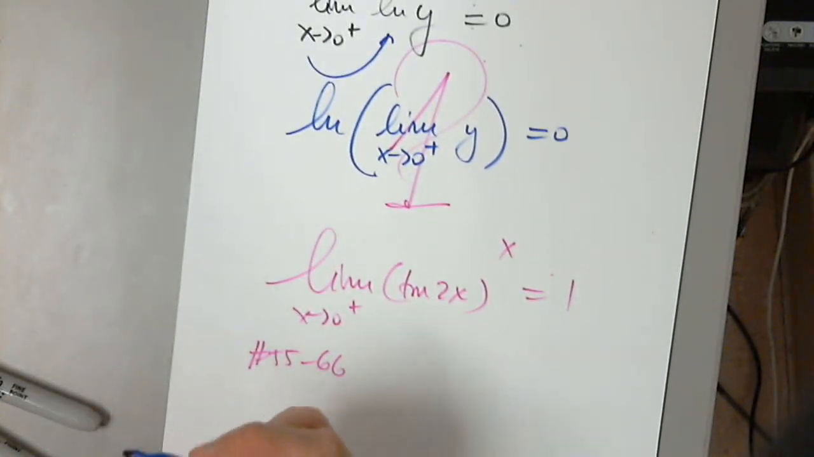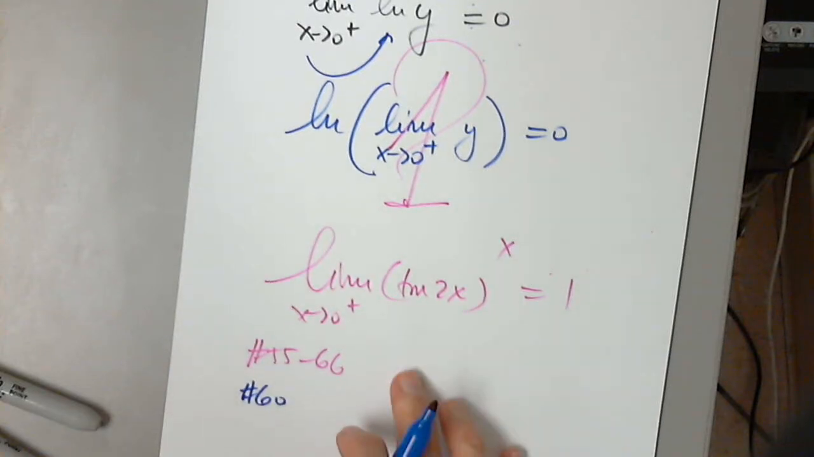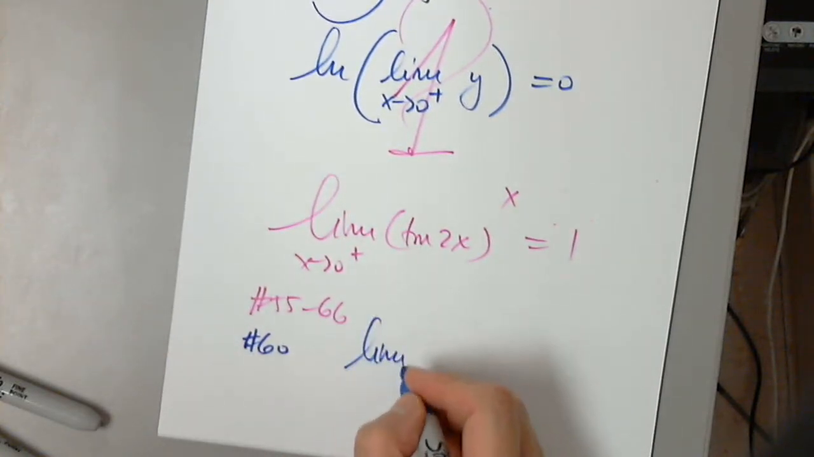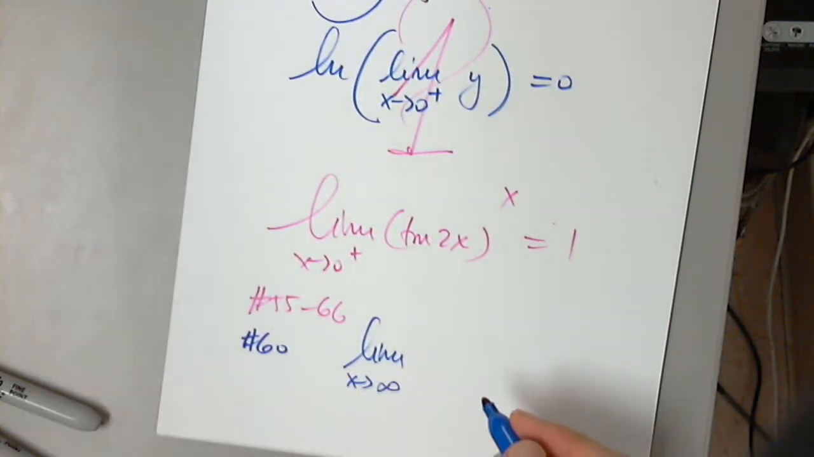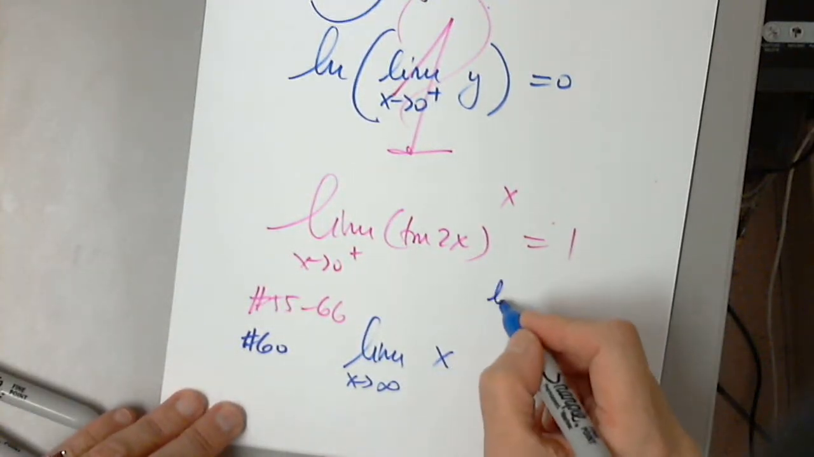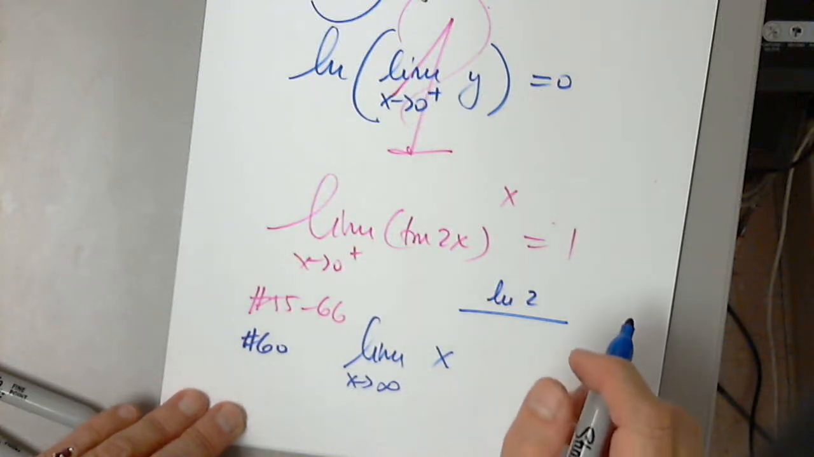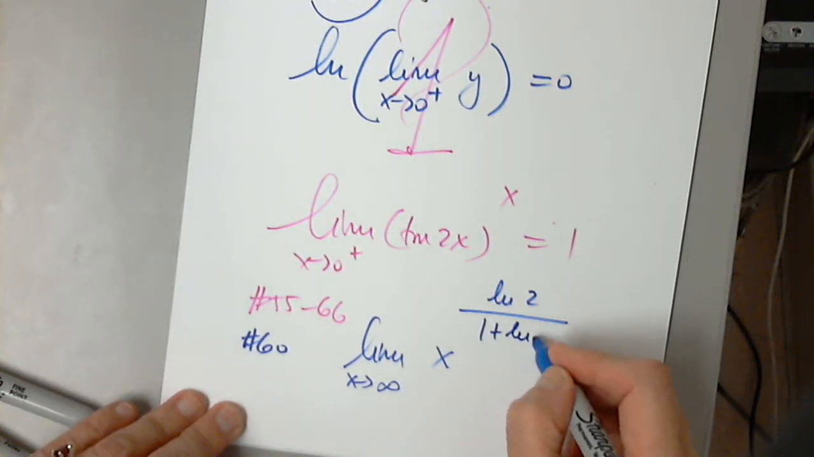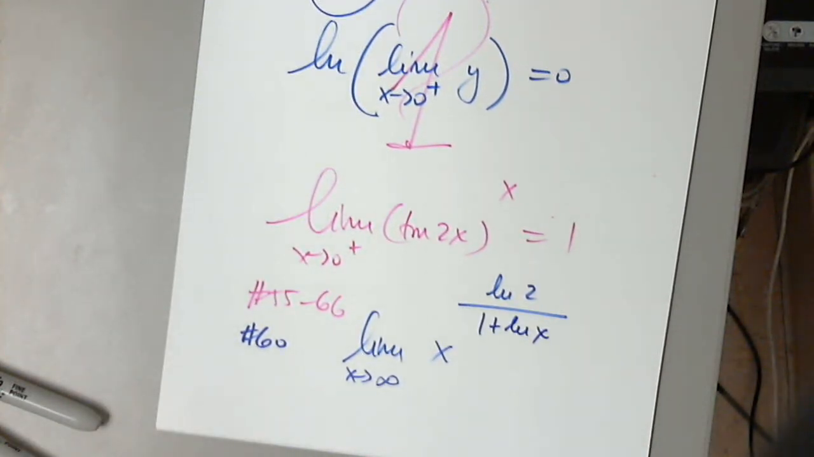Okay. We said 60. Limit as x approaches infinity, I think it is. Yes, infinity. X raised to a fraction, natural log 2 over 1 plus natural log x. Actually, maybe something quite friendly. We'll see. I've never picked this.